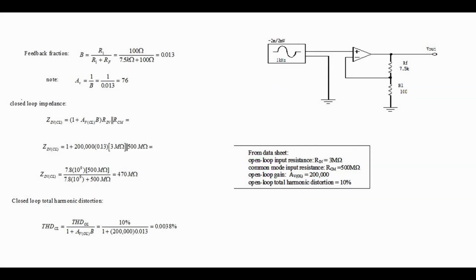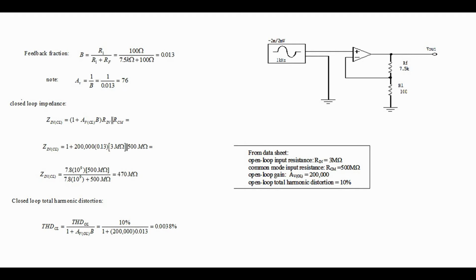This chapter is a continuation of chapter 16 with different terminology for some of the circuits we have already seen. Here is a non-inverting amplifier, but now we're going to call this a voltage-controlled voltage source. We need the information from the data sheet in order to find the input impedance and the total harmonic distortion.